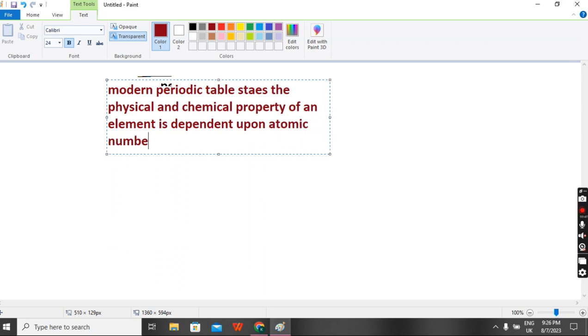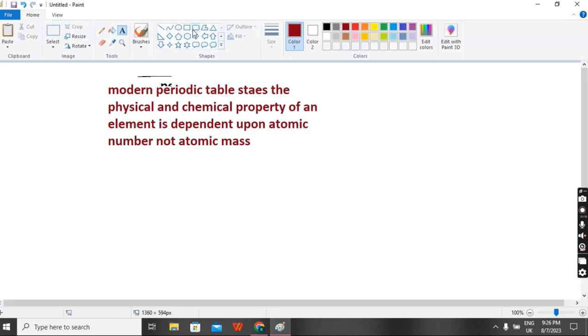Atomic number, not atomic mass. Previously, with the other discoveries, the periodic table was not an accidental discovery. It was done through a series of experiments, like the Dobereiner series, and a lot of hard work and dedication. After that hard work, the modern periodic table was actually achieved. So it depends on atomic number, not on atomic mass.